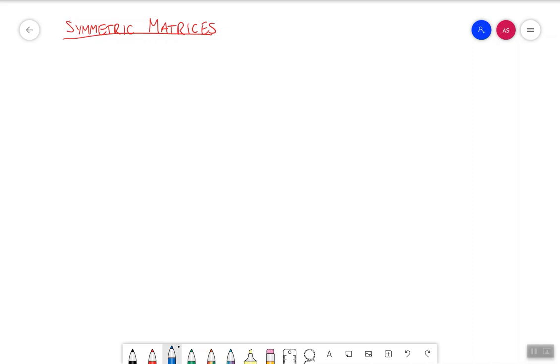I now want to talk about a very important class of matrices that turn out to be pretty useful and pretty interesting in and of themselves. And these are the symmetric matrices. Let's define what they are.